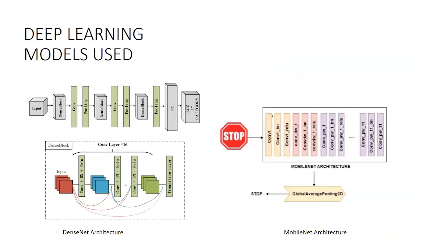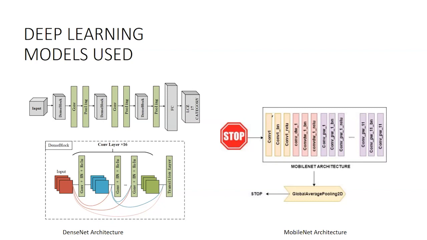Now, let me introduce the models that we have used for training. Initially, the first one that we have used is the DenseNet architecture model. This is the whole architecture of DenseNet: input layer, blocks, convolutional and pooling layers, and how it works. It actually has 201 hidden layers.